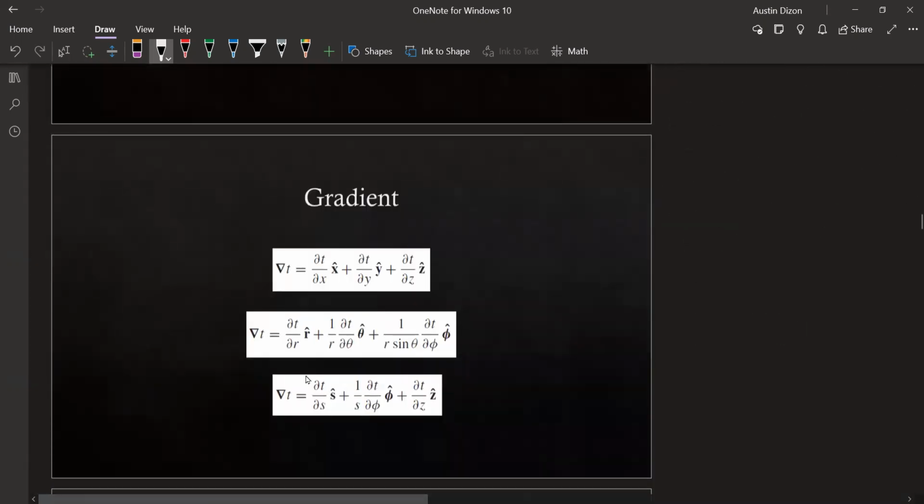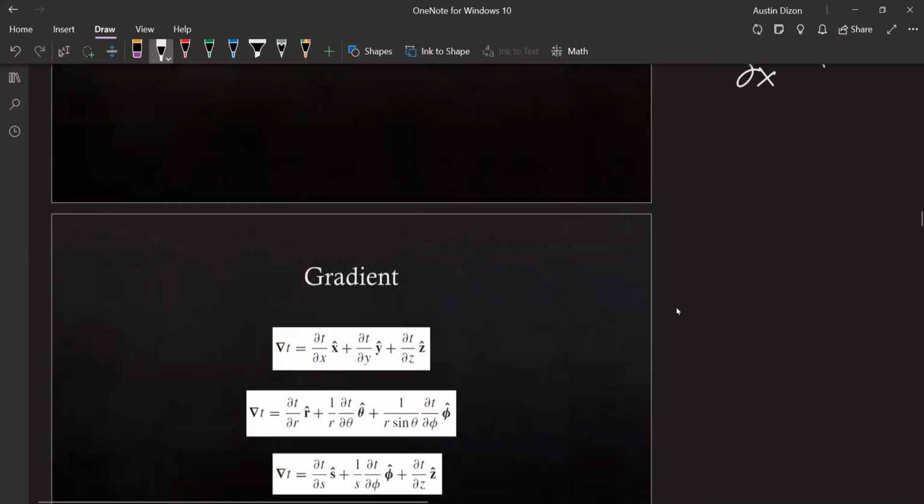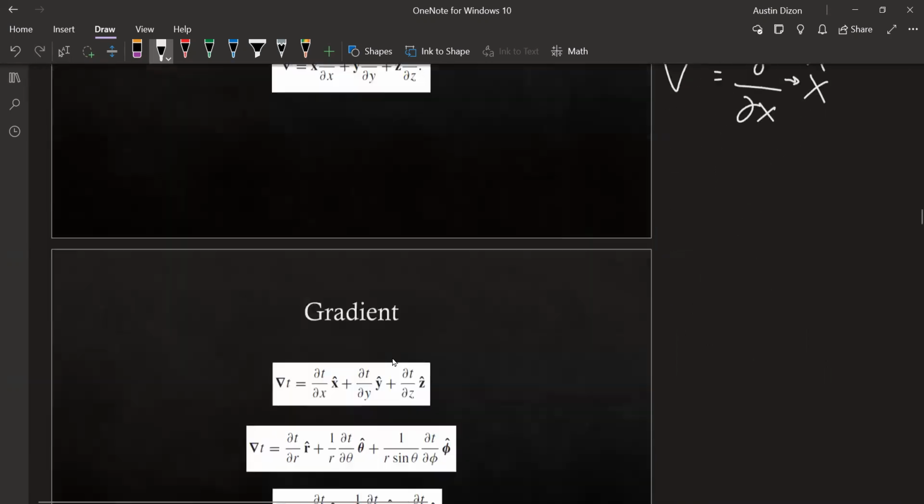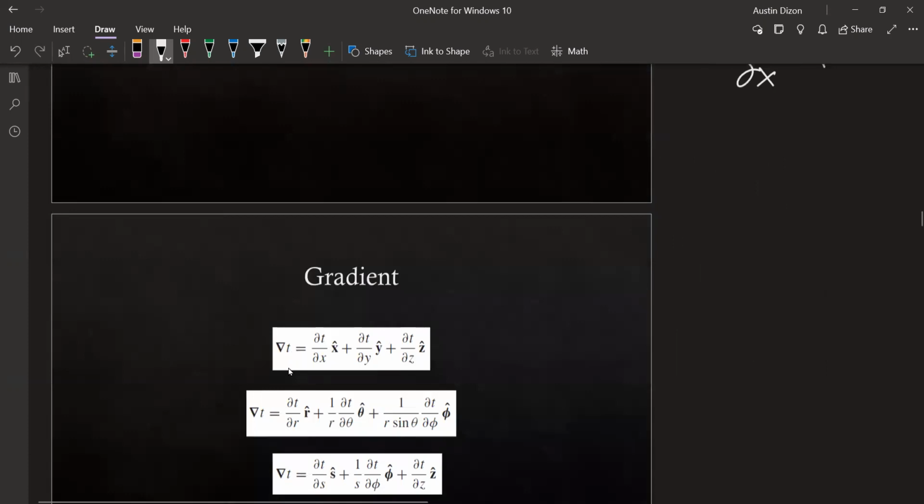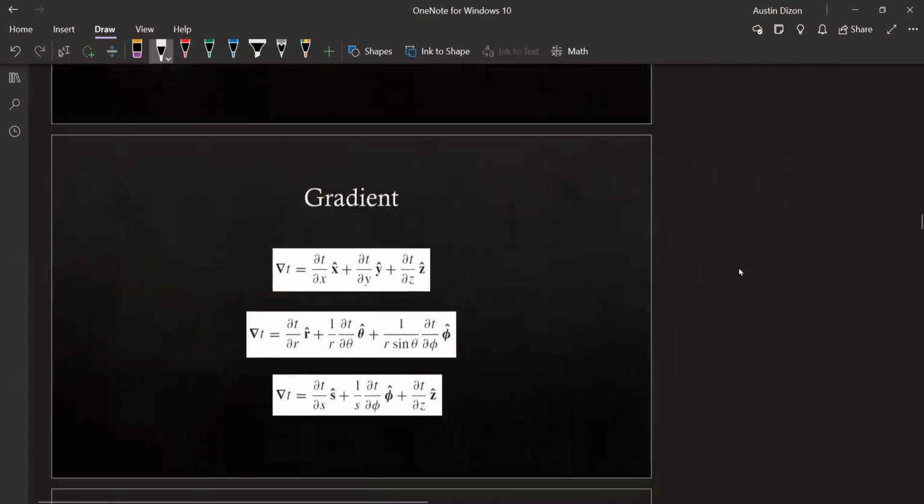So, when we go back to the gradient, ang gradient is normal application ng del operator mo sa isang function t. Okay? So, yung del t, imagine nyo siya as something like 3D na slope.